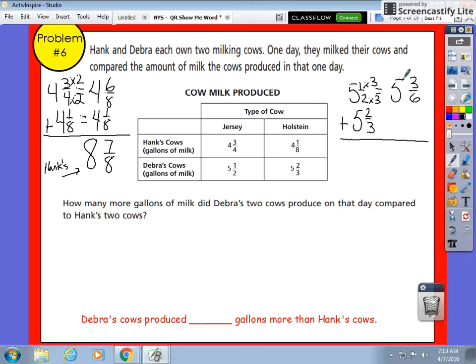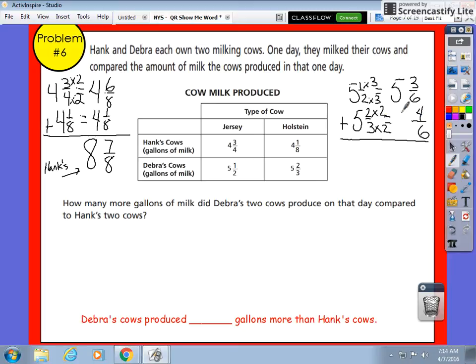So now I am going to do the same thing for 5 2/3. I need to convert 2/3 to something over 6. I know that I multiply 3 times 2 to get 6. So my denominator I multiplied by 2, which means I need to multiply my numerator by 2. So I end up with 2/3 being equivalent to 4/6.